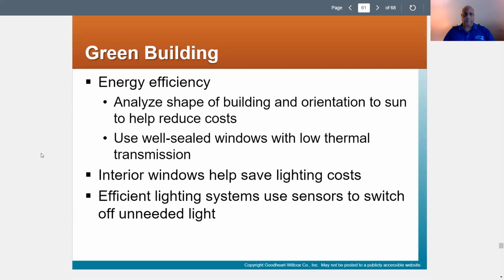Again, green building is good for energy efficiency. So you have to analyze the shape of the building and orientation to the sun to help reduce cost. Use well-sealed windows with low thermal transmission. You also have interior windows to help save lighting costs. And efficient lighting systems use sensors to switch off unneeded light. That's when you can leave a building and your lights go off. That's what they're talking about.